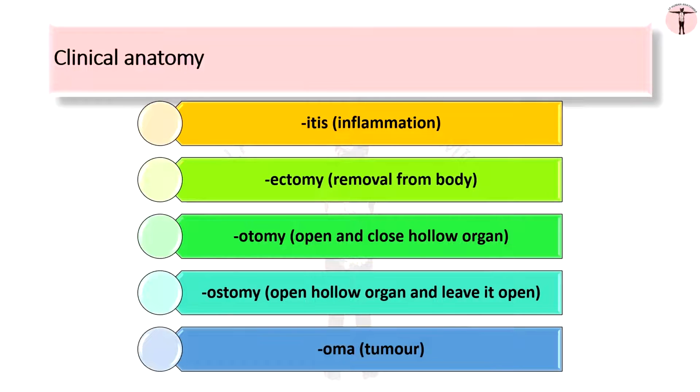The suffix oma means tumor. How this can be used for a particular part of the body: lipoma, osteoma, neurofibroma, hemangioma, carcinoma. All these are applied terminologies for oma for a particular part of the body.